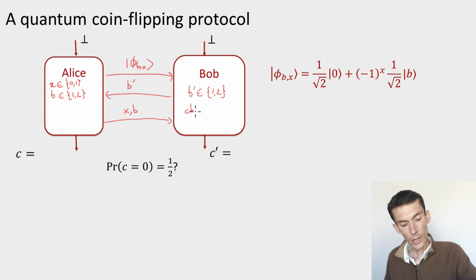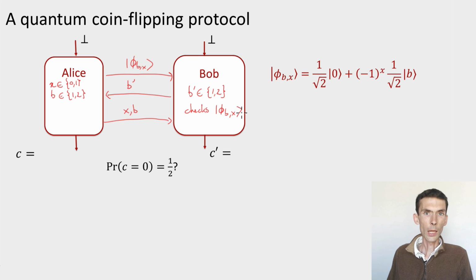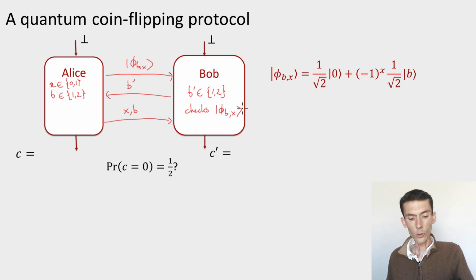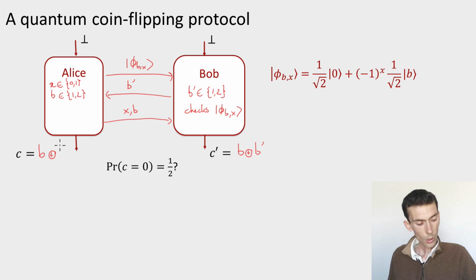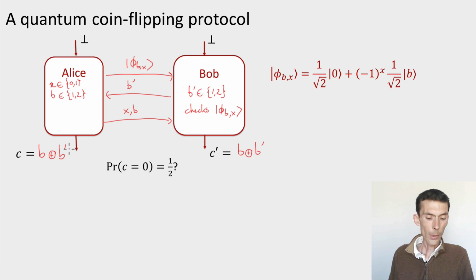What Bob does is that he checks that the state he received in the first stage from Alice is indeed the state phi_bx. So this is a state over a qubit. Once he knows what the state is supposed to be, he can create an arbitrary basis that contains phi_bx as one of the vectors and then make a measurement in that basis, check that he obtains the outcome associated with phi_bx. And if this is the case, then both of them output as their coin flip the parity of b and b'. Note that with my notation, b and b' are either 1 or 2, so what I mean is that you just add them modulo 2. And that's the bit that you use.